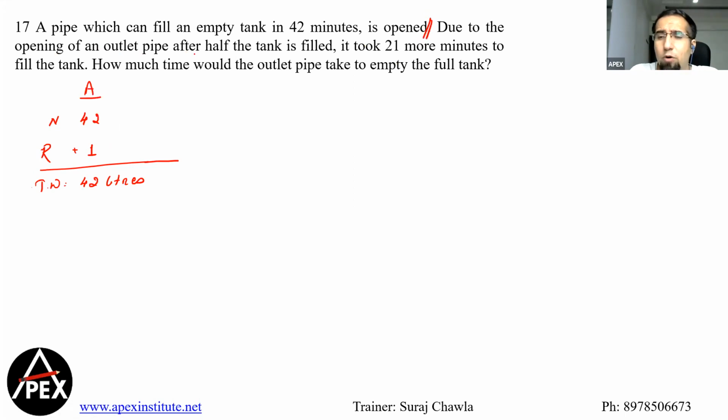Due to an opening of an outlet pipe, so there is an outlet pipe. After half of the tank was filled. So initially tap A was working. Half of the tank means to fill 21 liters. Can I say tap A would have taken 21 minutes? Is this point clear?